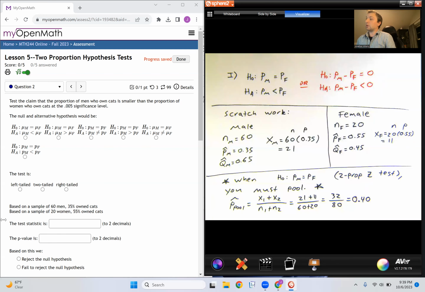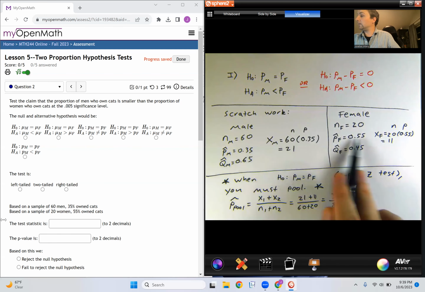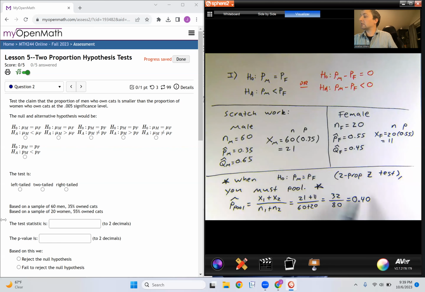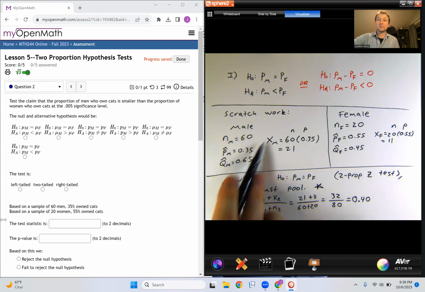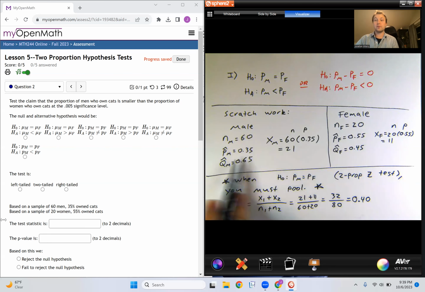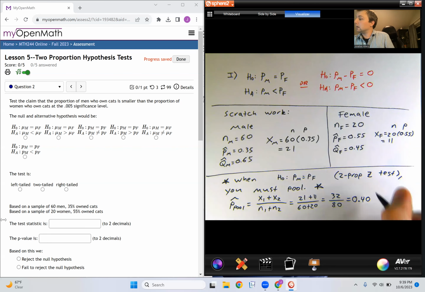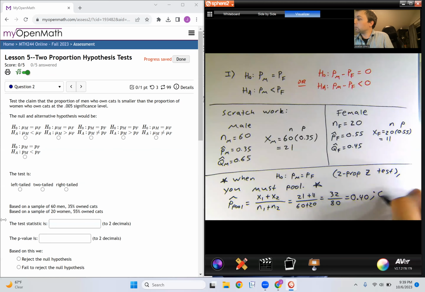And if you look at the numbers, 40% is between the 35 and the 55. This 40% is closer to this 35 because it has more samples there. So it has more weight. It's getting pulled closer to the 35. This tells me that my pooled failure rate is going to be 1 minus that, or 60%.